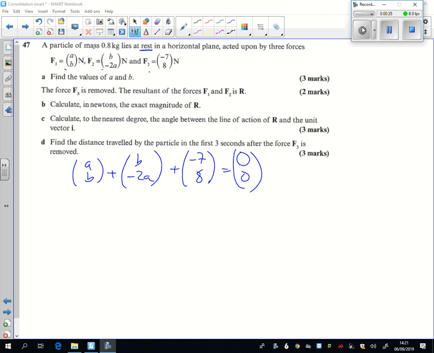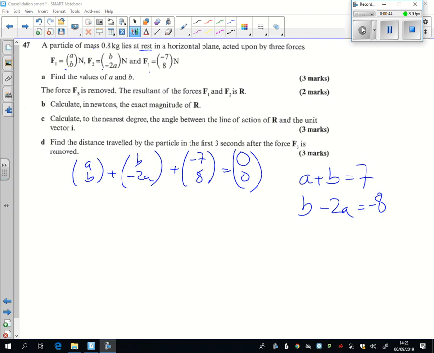So looking at that and arranging them into a simultaneous equation, on the top I've got a plus b minus 7 equals 0, or a plus b equals 7. And the second one, I've got b minus 2a plus 8 equals 0, so that equals minus 8.